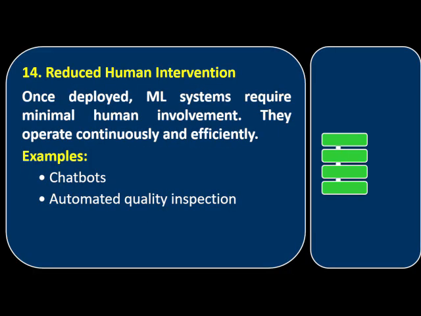So, the next one is reduced human intervention. Once deployed, machine learning systems require minimal human involvement. They operate continuously and efficiently. Examples: chatbots, automated quality inspections.